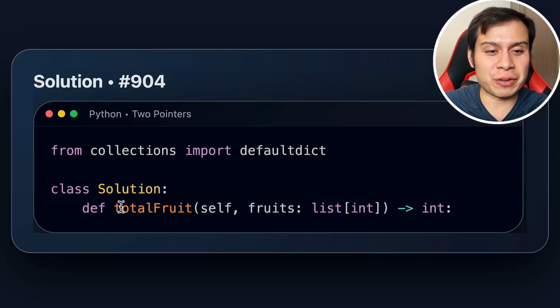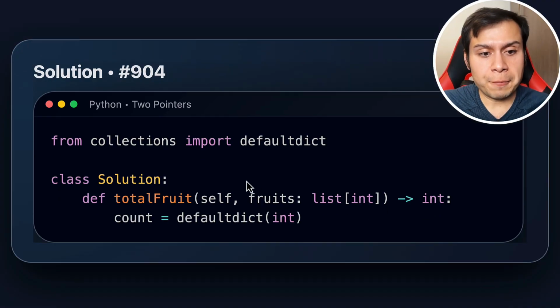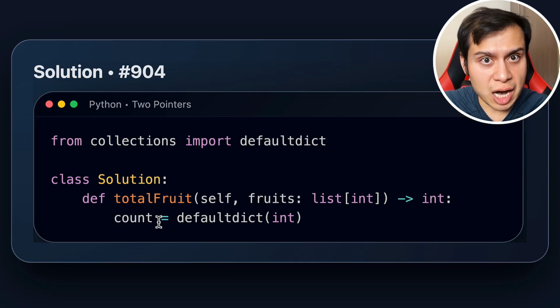Let's start from the definition of the function total fruit, and we're given the fruits array as a list. And at the end, we're going to report the longest stretch as an integer. Let's first initialize the count variable. This is going to keep track of the count of the type of fruits that we have in that window.